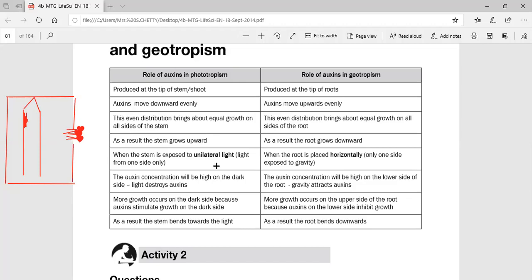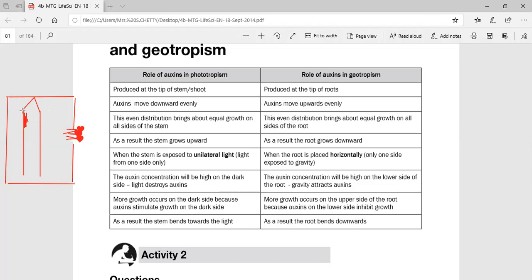So when the stem is exposed to unilateral light, because the auxins move to the darker side, there will be a higher concentration of auxins on the shaded or the darker side, and a lower concentration of auxins on the brighter side. Because sometimes they give you marks for just talking about that. Sometimes they give you marks for talking about both of it. So cover all your bases.